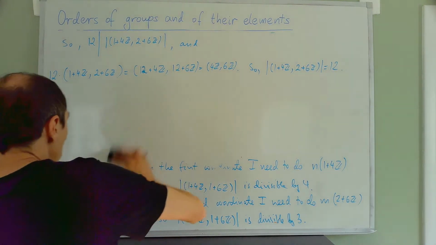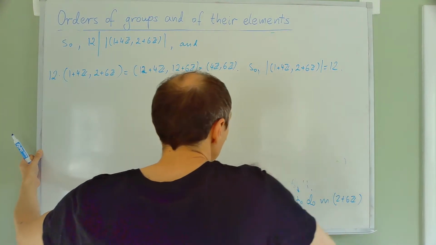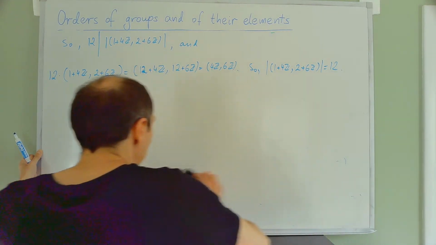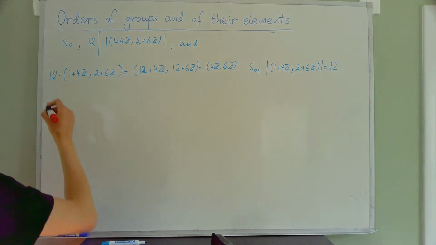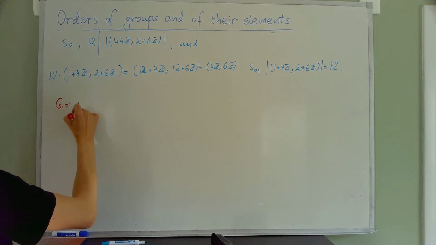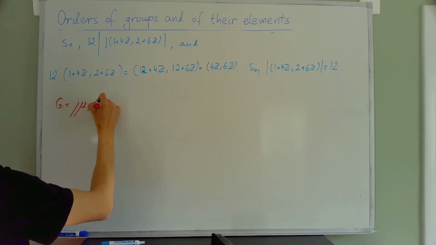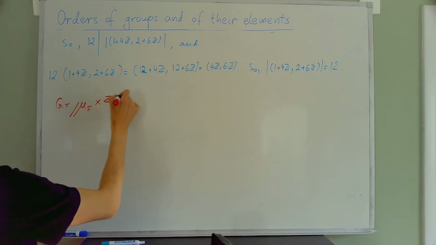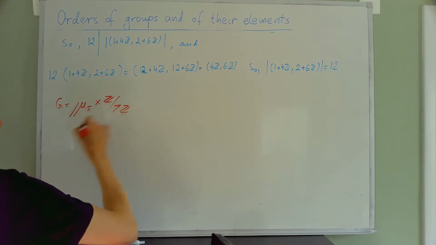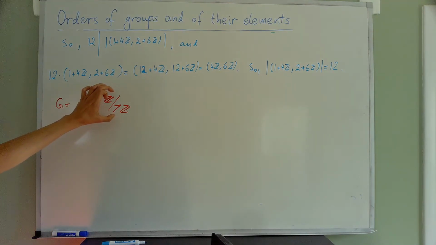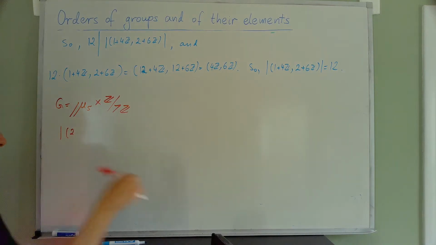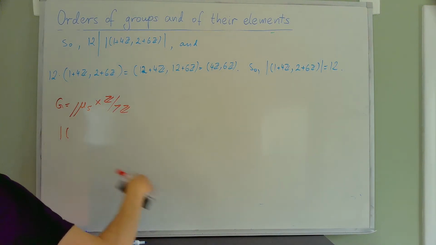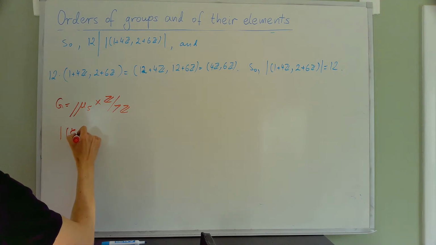So you can apply this principle to other situations. So let's look at the last example. Mu 5 cross Z mod 7Z. Multiplication here, addition here. And so I want to know the order of zeta 5 squared, 4 plus 7Z.